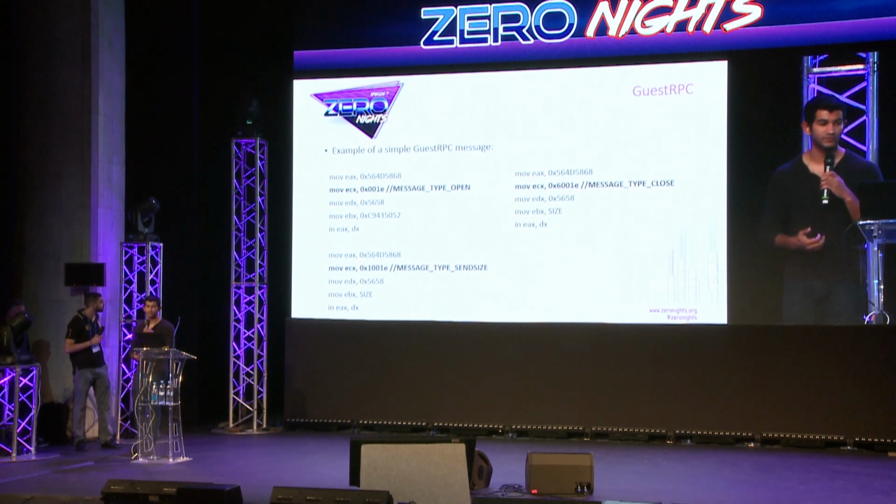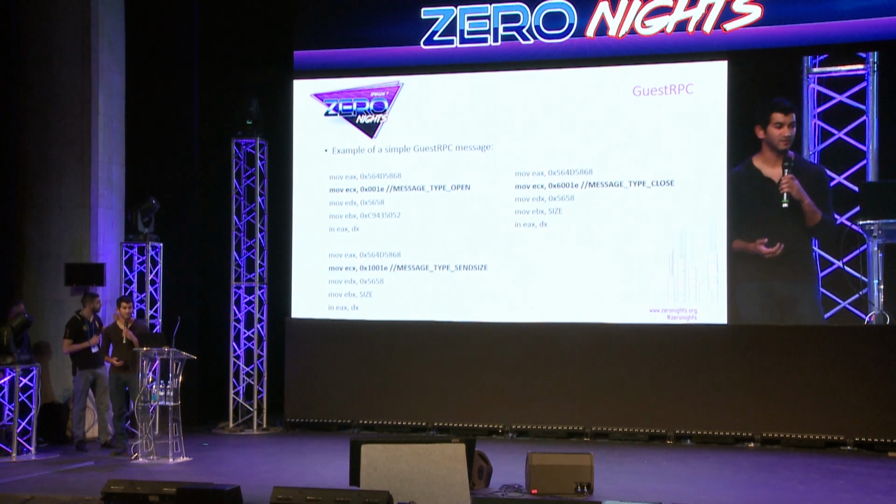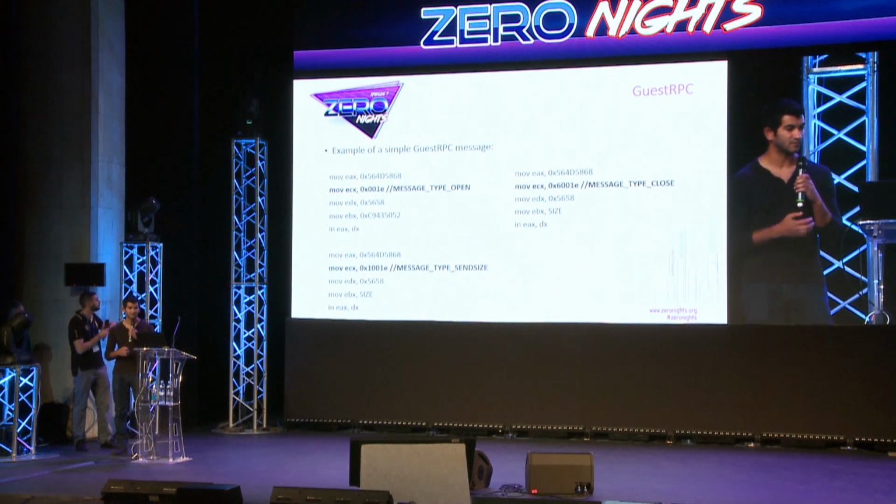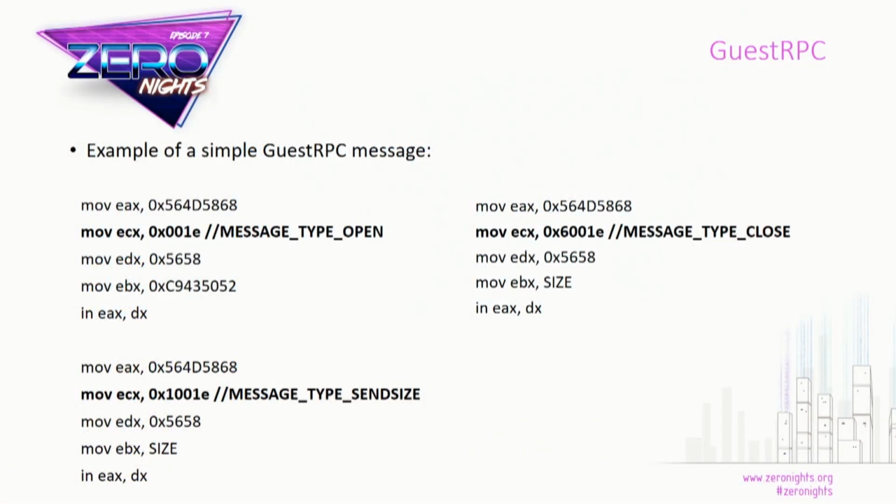So here's a few examples of what a simple guest RPC message looks like. You have this message type open, where it's actually being sent as the upper half of the value that's being put in ECX. The lower half is hex 1e, which is saying backdoor command. So if you look at the bottom one, there's message type send size. That was 1 in the enum. So the upper half is 1, the lower half is hex 1e, and then message type close is 6, so upper half is 6, lower half is 1e.